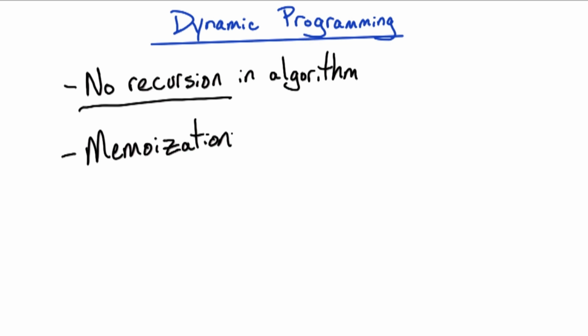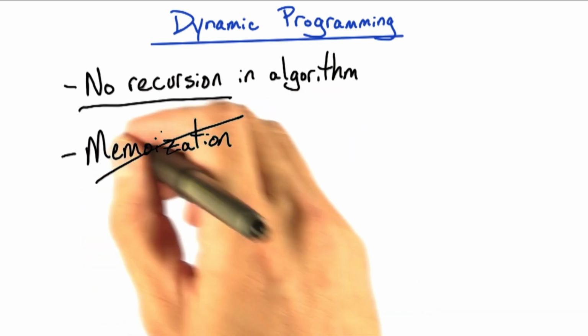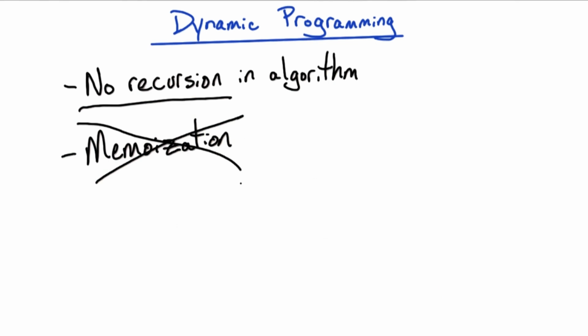This approach is called memoization. Try to say that 5 times. I can't, and therefore, we're not going to use it in this class. But actually, the real reason why we're not using it is because the goal of this unit is to learn dynamic programming. Therefore, to avoid any confusion, we're going to say no recursion in our algorithms.